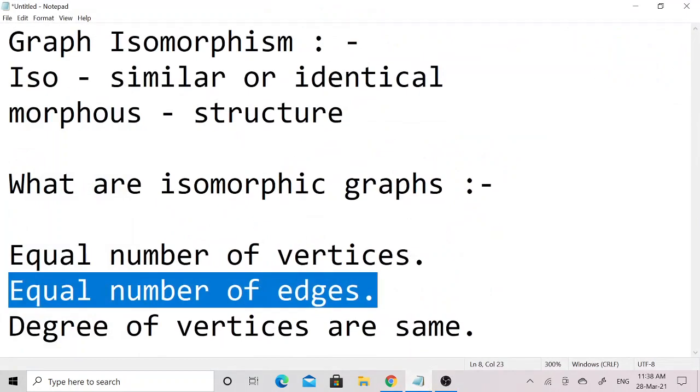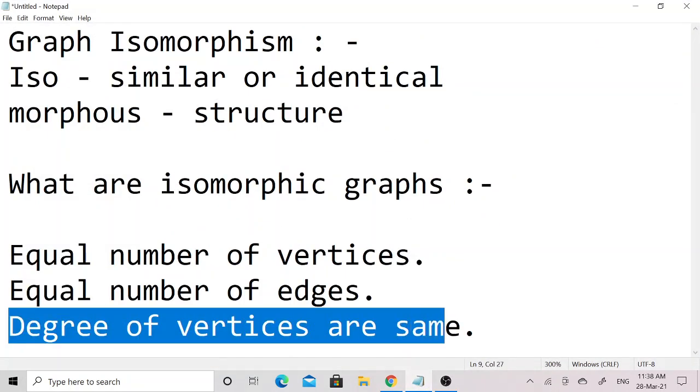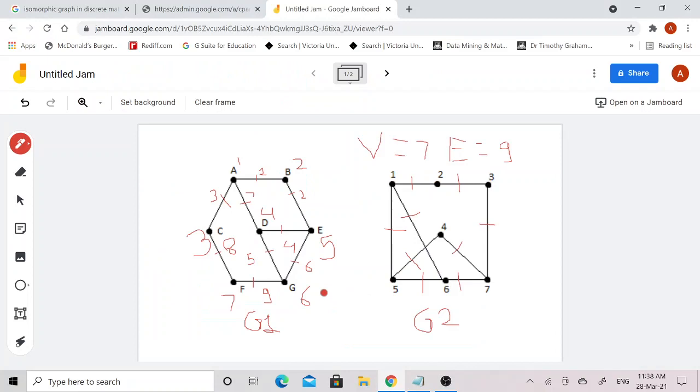Now we need to focus on the third parameter: degree of vertices are the same. So what is the degree of a vertex? The degree of a vertex means the total number of edges that are connected to a particular node. For example, here this is the node A, and there are three edges connected to this node: edge number 1, edge number 7, and edge number 3. It means that the degree of vertex for the node A is 3 because there are three edges connected to this node A.